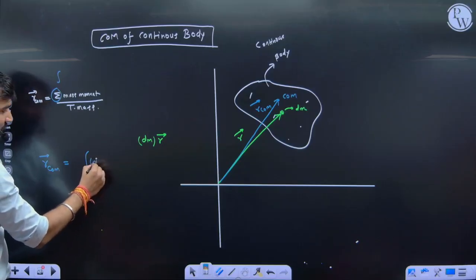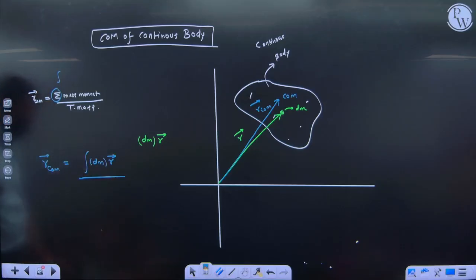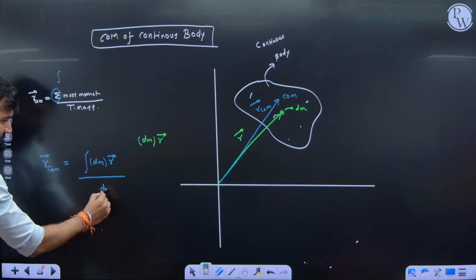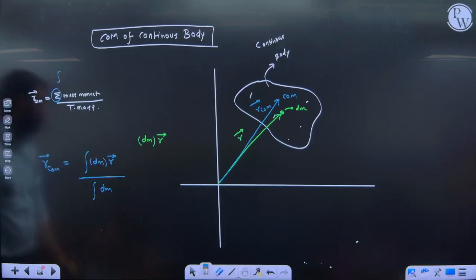So I am writing integration dm r vector. You are getting what is this, summation of mass moment by total mass. So dm is a very small mass. Integrate this, dm will give you the total mass. So this is the formula.